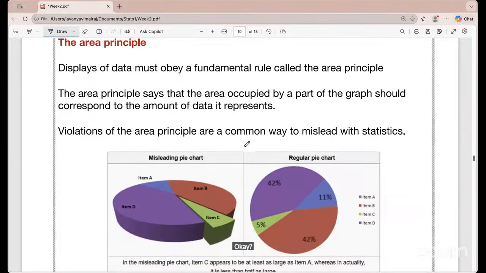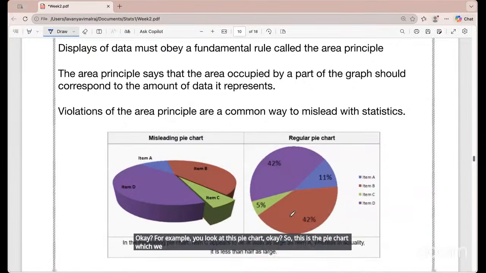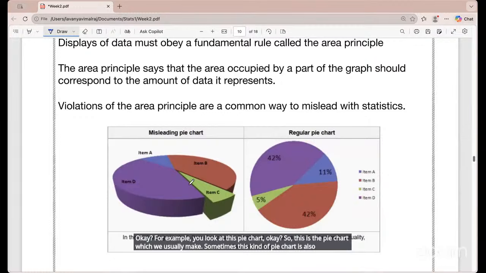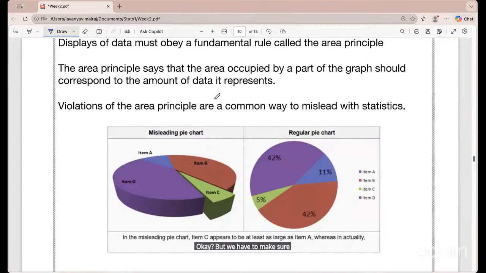For example, you look at this pie chart. This is the pie chart which we usually make. Sometimes this kind of pie chart is also made. But we have to make sure that it follows the area principle. Why is this misleading?